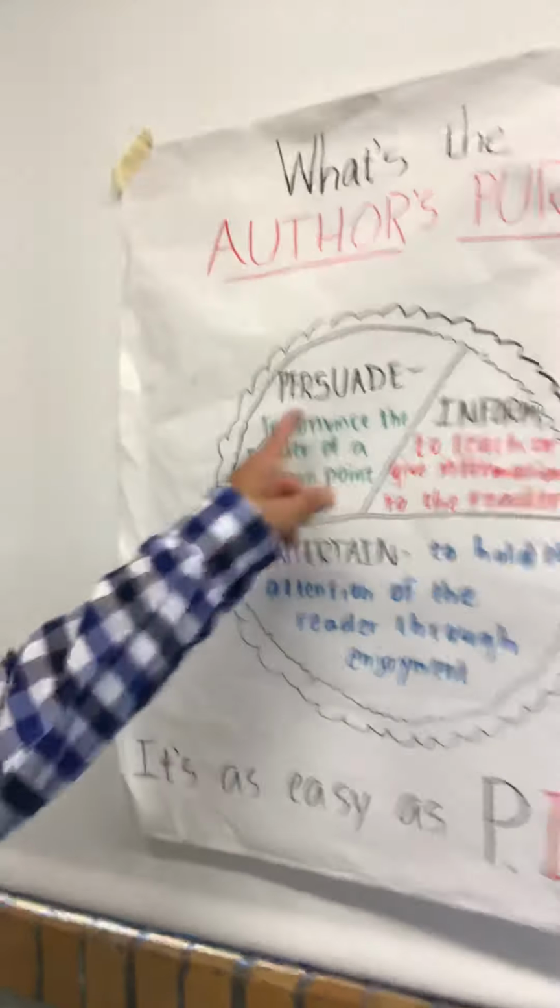You need to pick one of those three things and then write it down on your sheet and tell me how you knew it was persuade, inform, or entertain. All right, that is your nightly reading response journal.